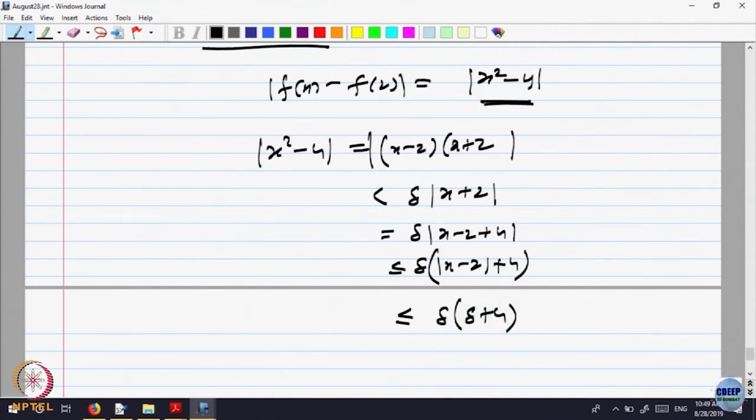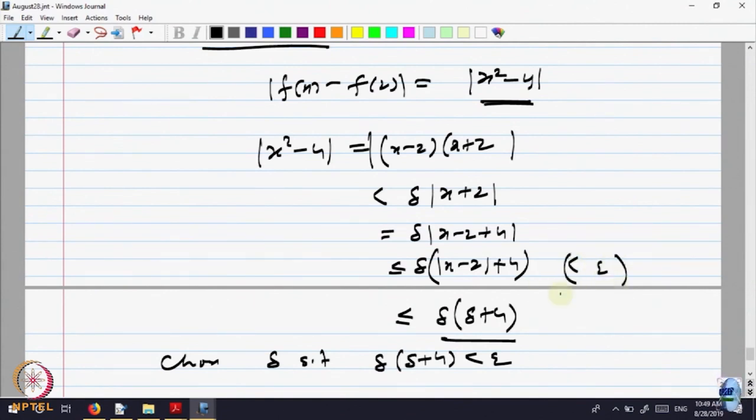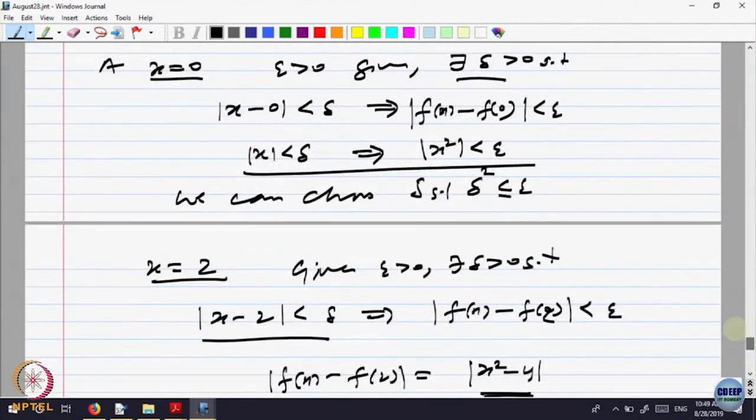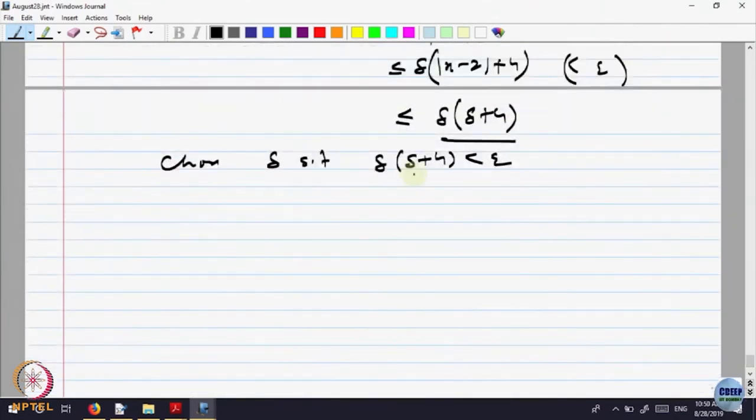So, if I want |x square minus 4| to be less than epsilon, I know it is less than this if |x minus 2| is less than delta. So, choose delta such that delta into (delta plus 4) is less than epsilon. Then this quantity will become less than epsilon, and everything will be okay. But you see what the difference is. Earlier, given epsilon, I could choose delta square less than epsilon. Now I have to make delta square plus 4 delta less than epsilon; the same delta is not working. I have to make some more modifications.